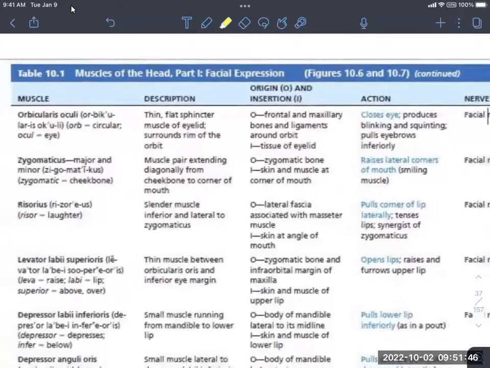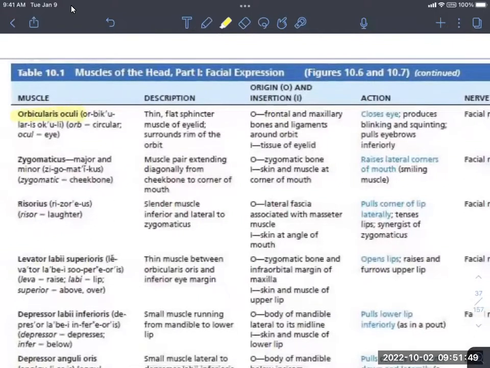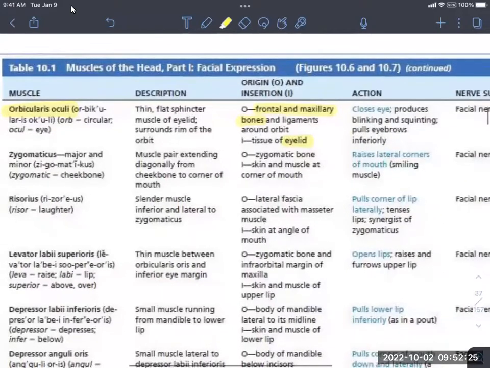We have orbicularis oculi. Orbicularis, I said, is that circular type of muscle. Oculi, that's your eye. So it's going to be the muscle that goes around your eye. The origin is going to be frontal and maxillary bones. It's going to insert at the eyelid. Again, I'm only highlighting the portion you need to know. What does orbicularis oculi do? It closes your eye. That is it.